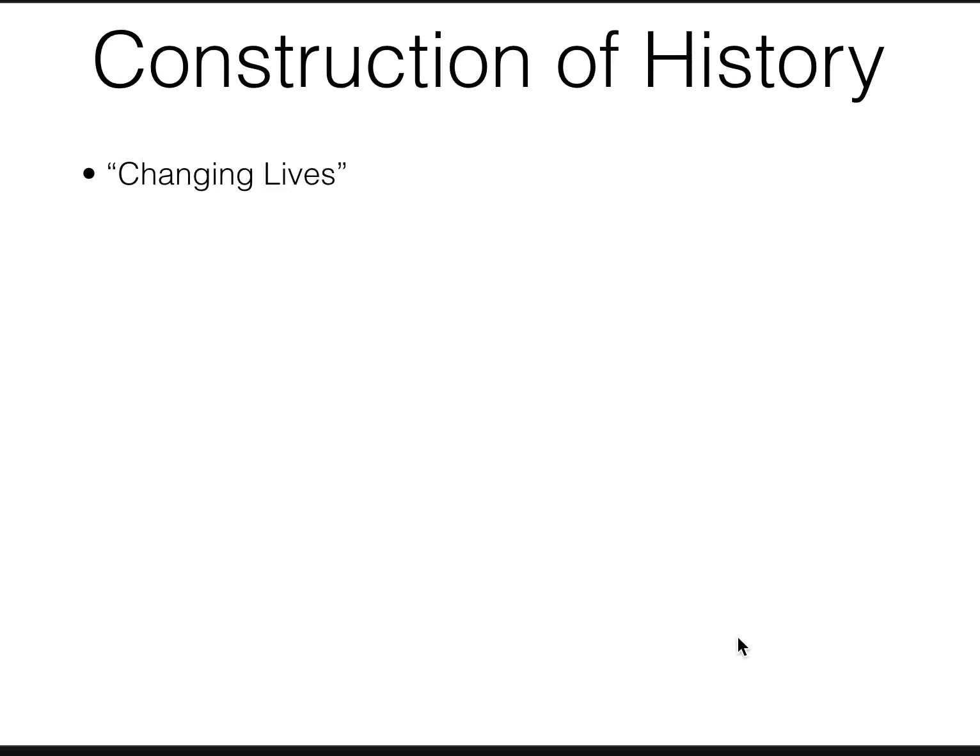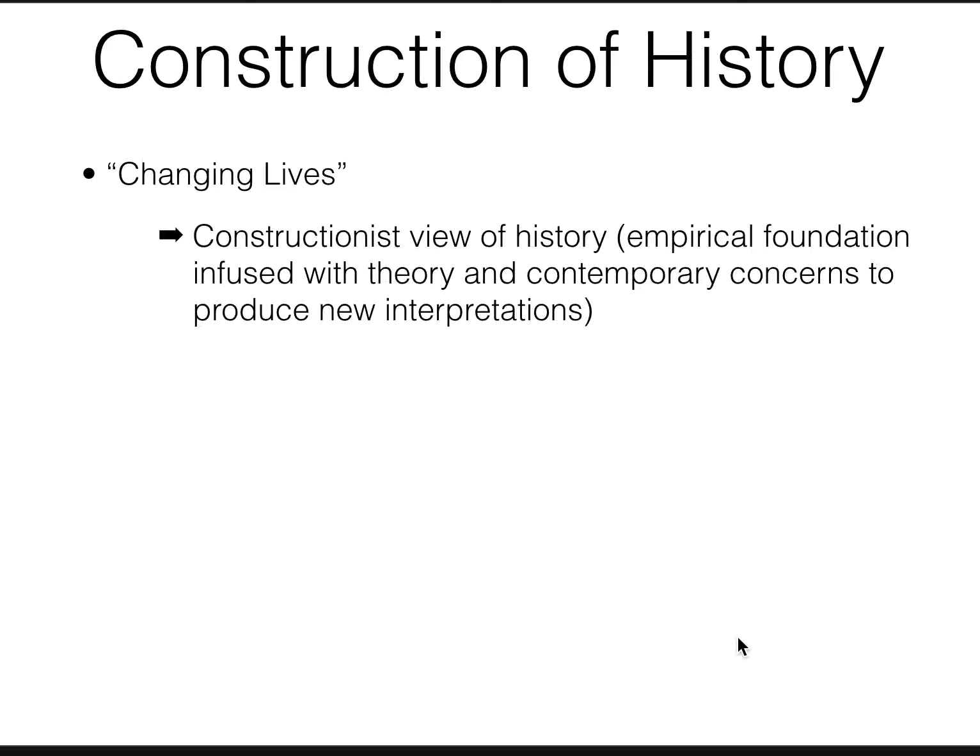So in terms of the construction of history, how does she go about this? Well, it's a constructionist view of the past. Essentially what that means is that Bonnie Smith is working with empirical information, but she's infusing that with theory and contemporary concerns to produce new interpretations. The theory she might be working with here is gender theory, the idea that the world is partly shaped by how we gender things, so women's issues versus men's issues and so on. So she's using historical artifacts and documents, but she's also working with ideas from the contemporary world.